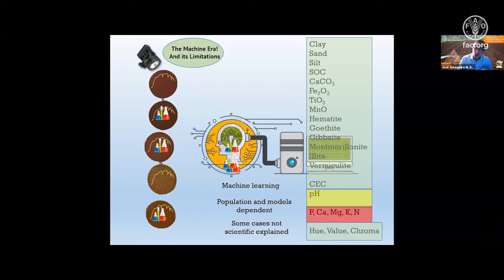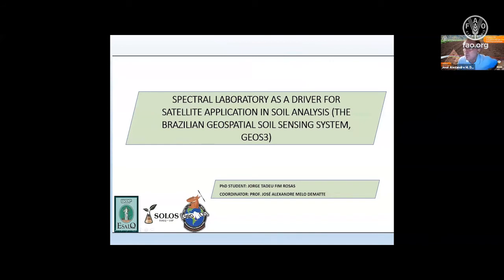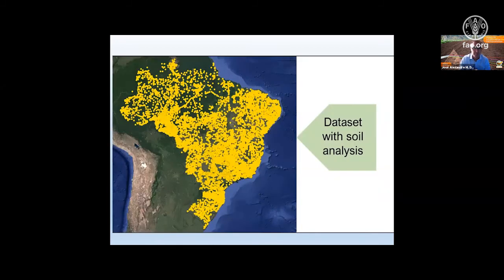But machine learning is also population and model dependent. And in some cases we cannot explain it because it comes from inferences. So we cannot see everything that's happening, but the laboratories can see what's happening in the equations. That's why it's difficult for them to see this. But this is the evolution. We are in this area and we have this challenge to go on with. So now I'm going to show something more practical on spectroscopy, okay? Spectroscopy can go also from the laboratory to remote sensing and to the field. So let's take a look at this short film, please.